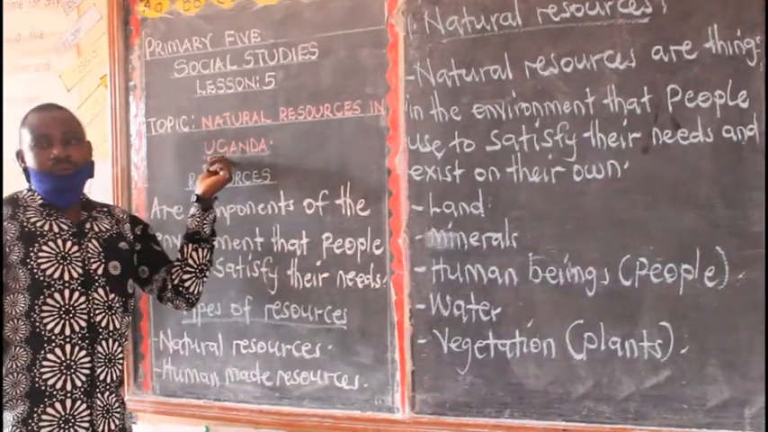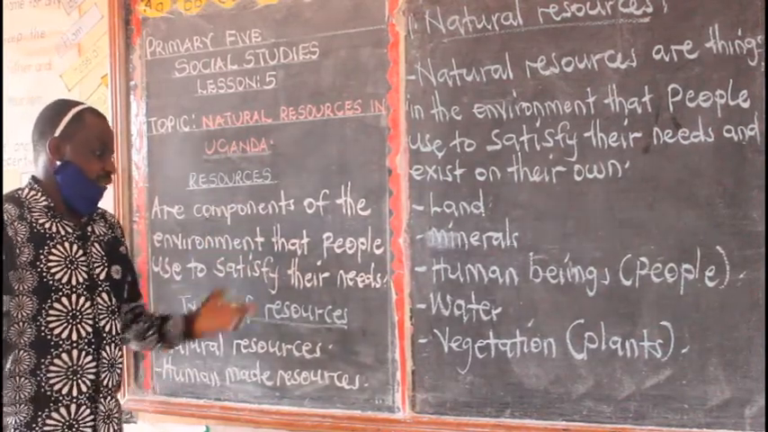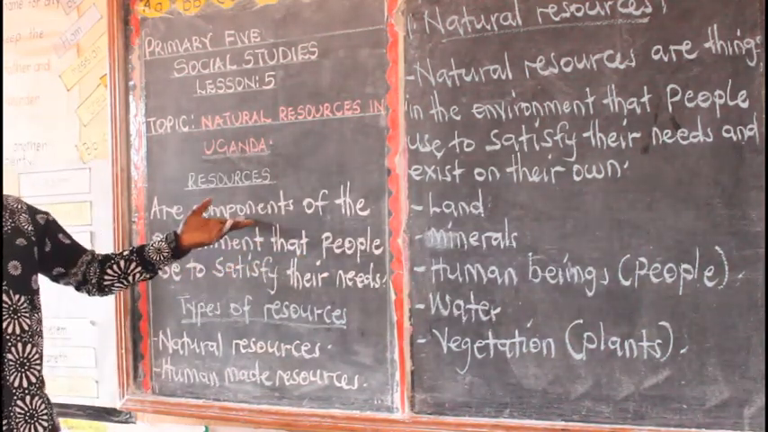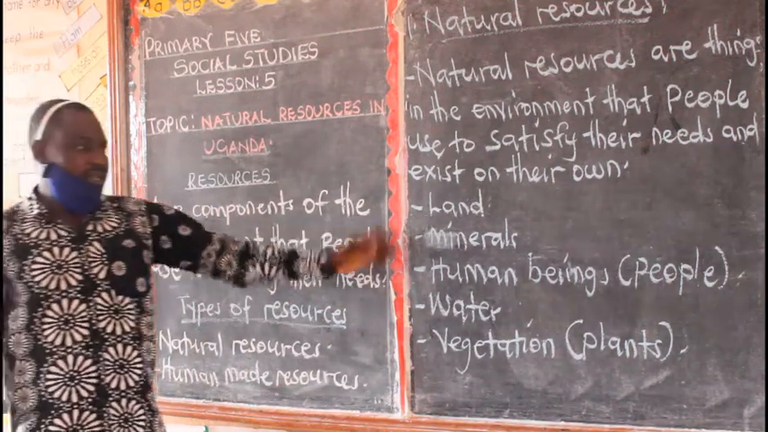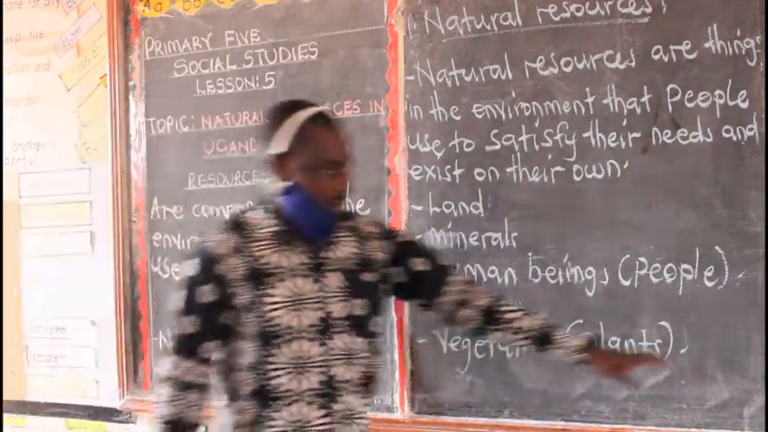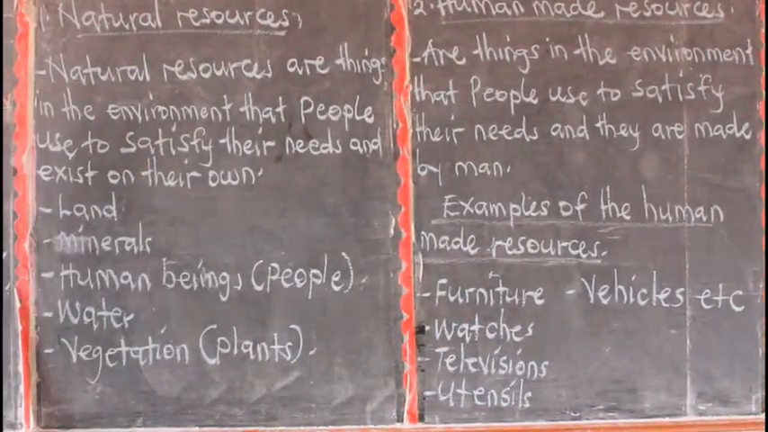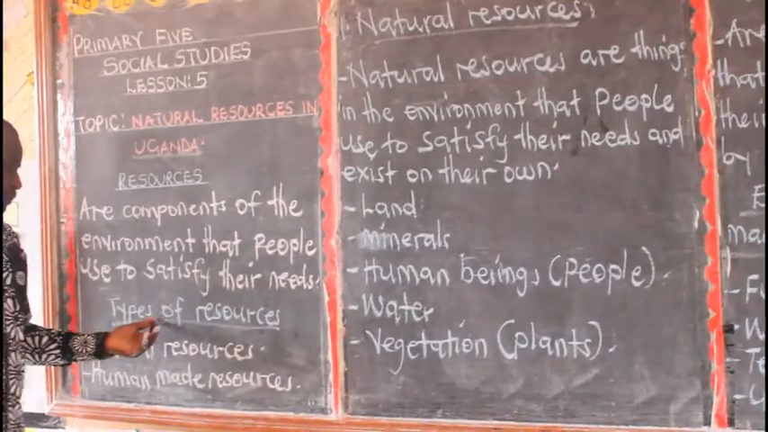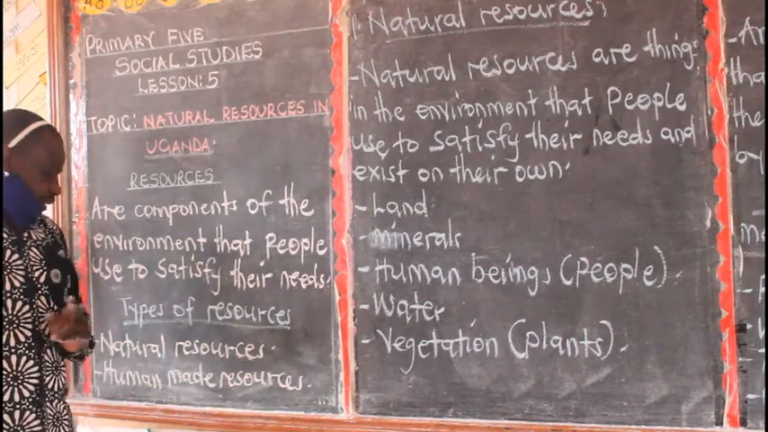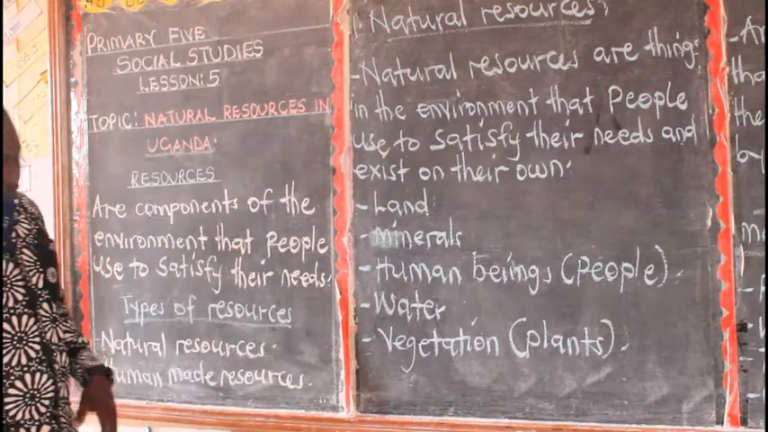So in case they ask you to define resources, we are saying that resources are components of the environment that people use to satisfy their needs. Then what can you give as examples of resources? One, we have land, we have minerals, we have people, we have water, we have vegetation, we also have furniture, watches, etc. So these are some of the examples of resources. Then we have got two types of resources: the natural resources and the human-made resources. Under natural resources, we shall look at the renewable resources.